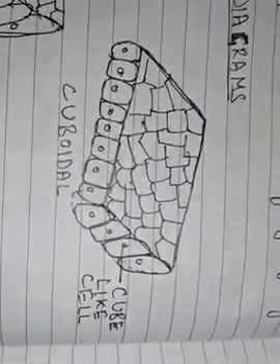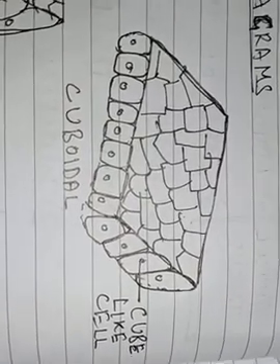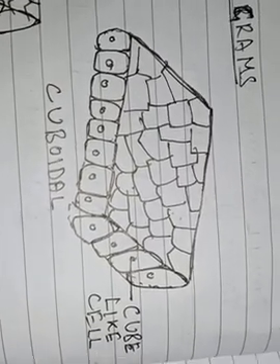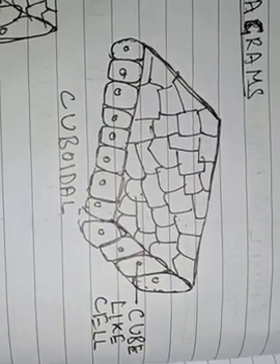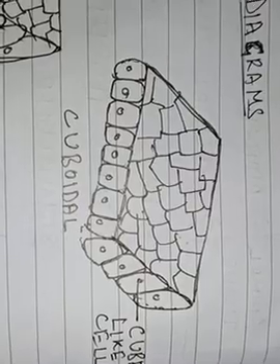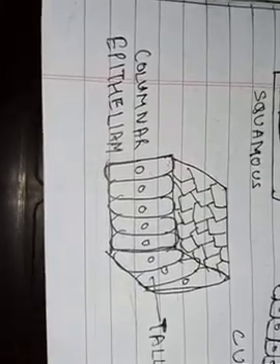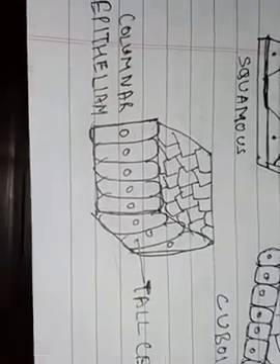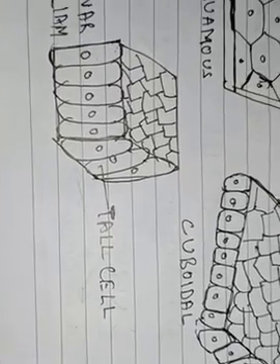Now the second one is the cuboidal epithelium. In cuboidal epithelium, cells are like a cube. You all have seen a cube. So cells are like the cube and they arrange themselves in the cuboidal form. Now the third type is the columnar epithelium. In columnar epithelium, cells are tall. They are in the form of columns.